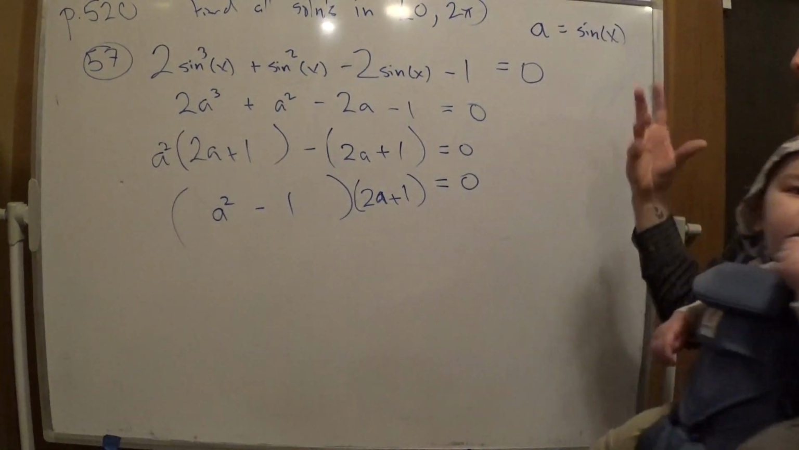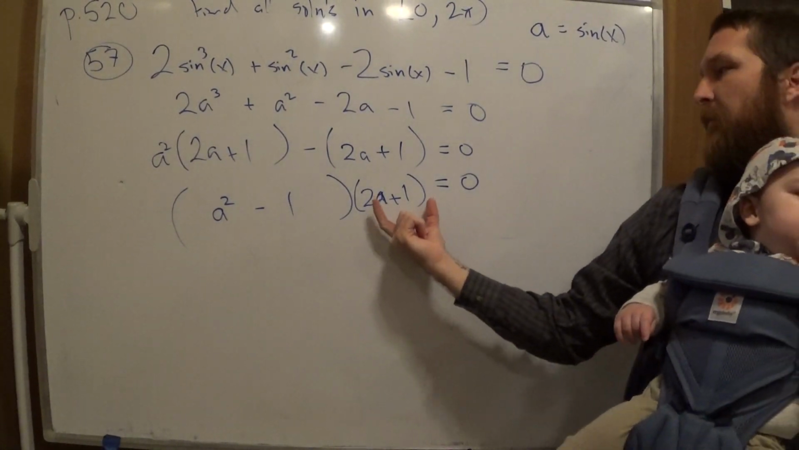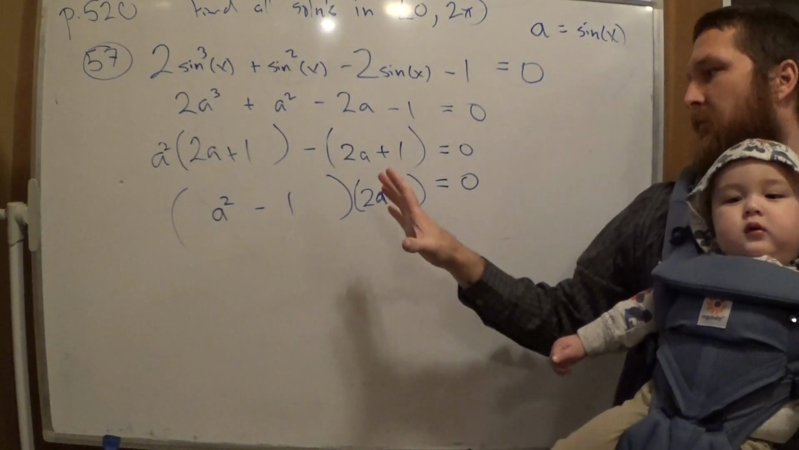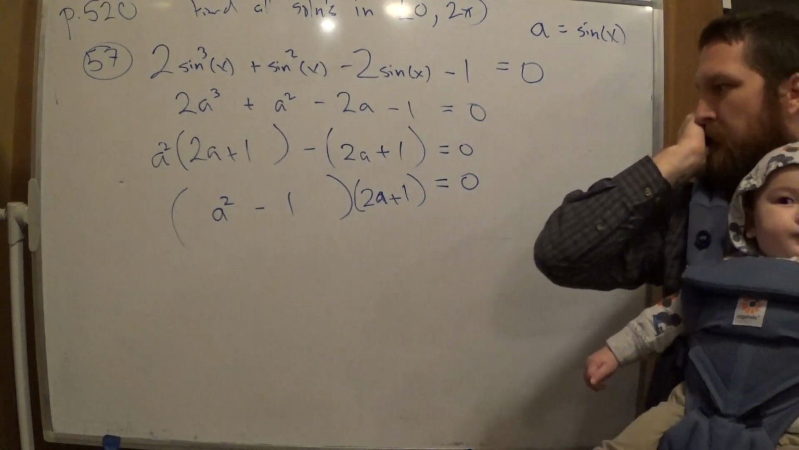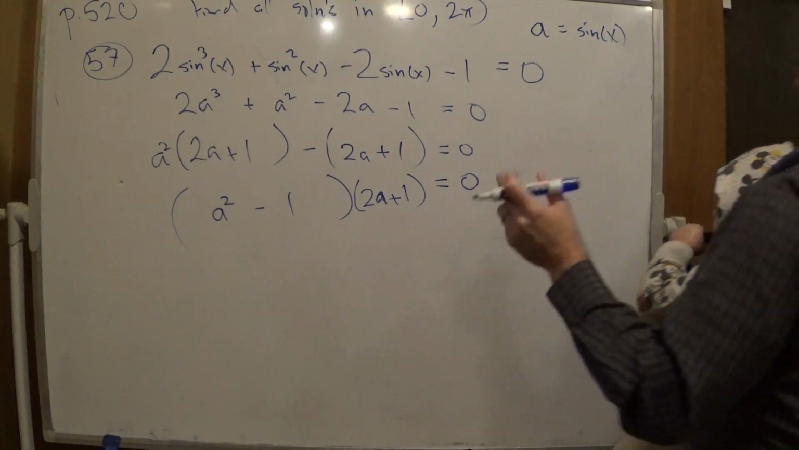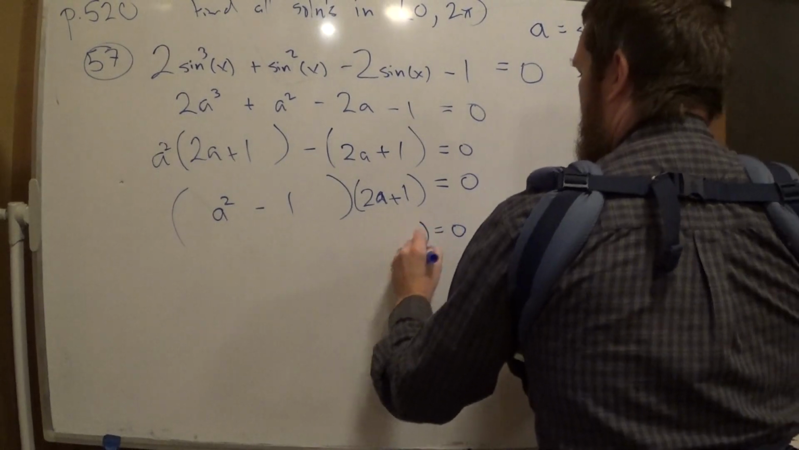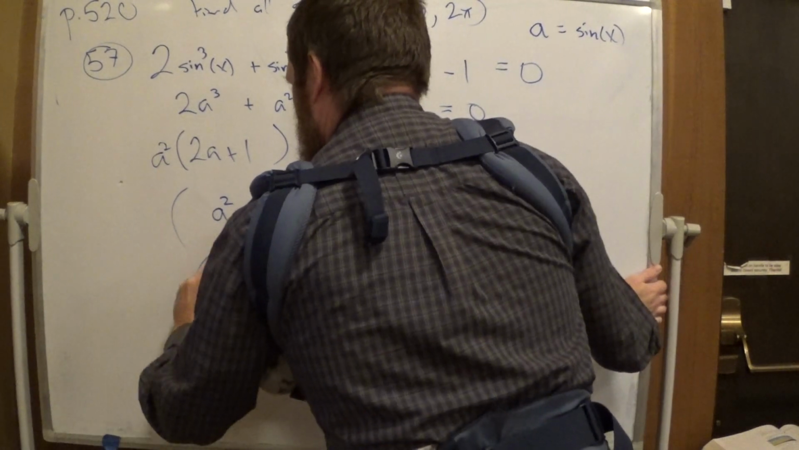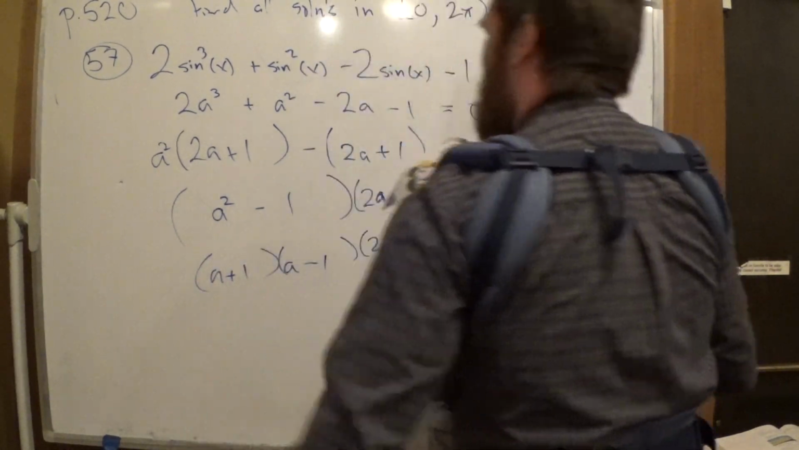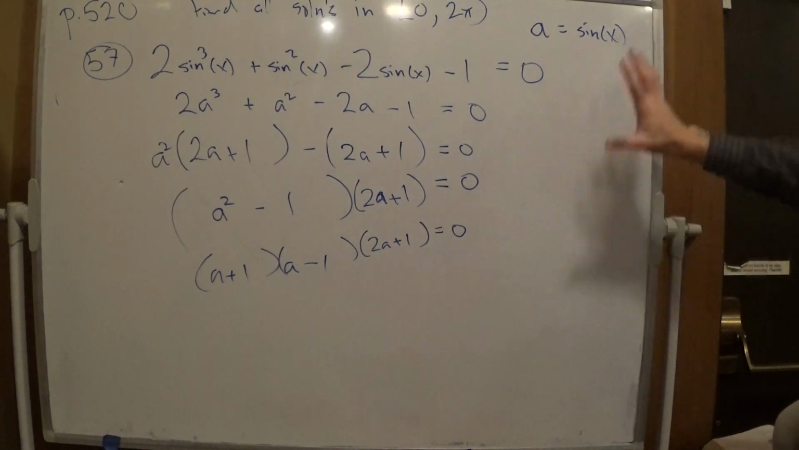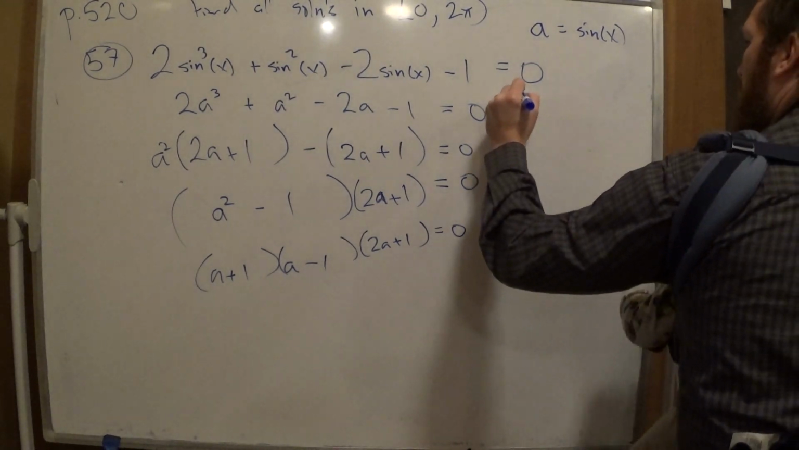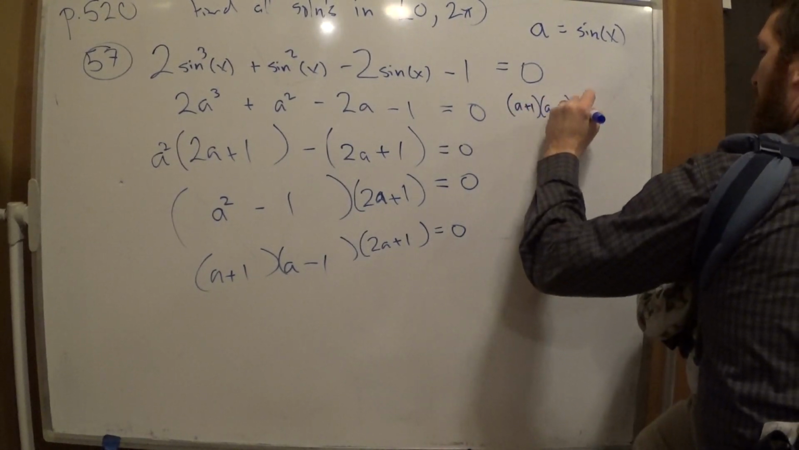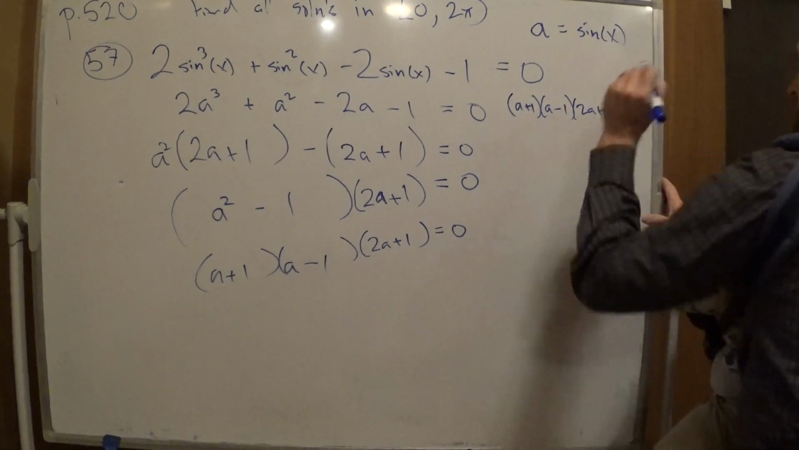And every time I do this, I like to double check. If I plug that back in, I would get that. Yep, I would have a squared times that. Yes, I'm good to go. Can we factor further? Yeah. It's a plus 1 times a minus 1. There we go. So I'm going to write that right here, and then we're going to do it a different way. So we have a plus 1, a minus 1, and then 2a plus 1 equals 0.